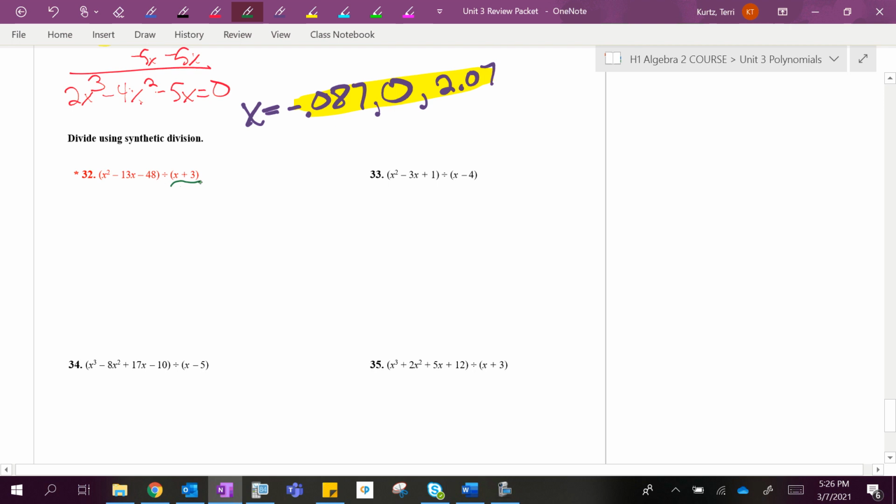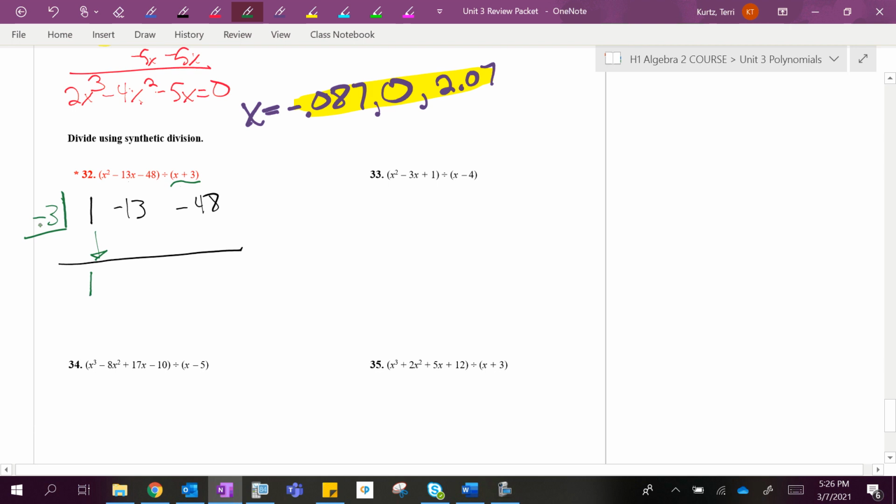So I'm dividing by x plus 3, so I put a -3 over here in the corner. Then I line up my coefficients. So my coefficient of x squared is 1. My coefficient of -13x is -13. My coefficient of -48 is -48. I draw a total line. I bring down the 1.